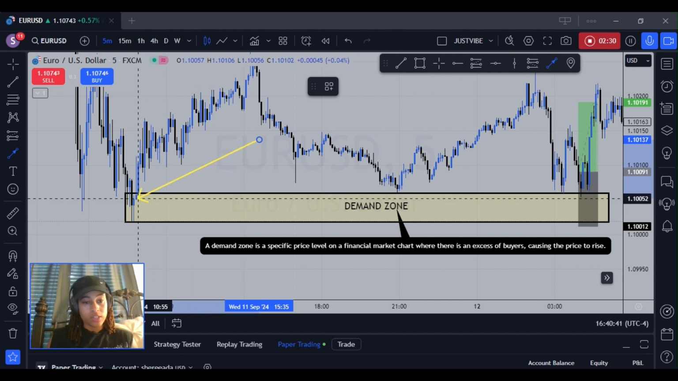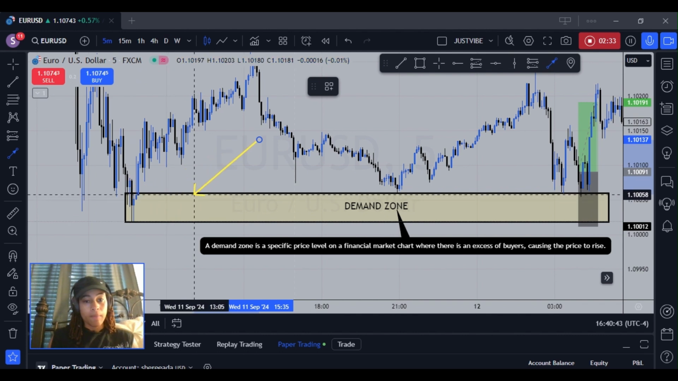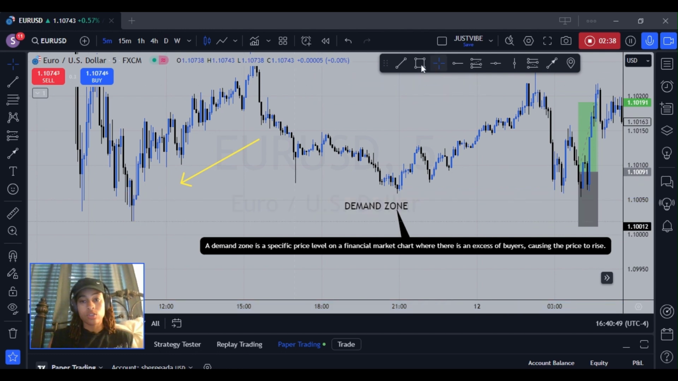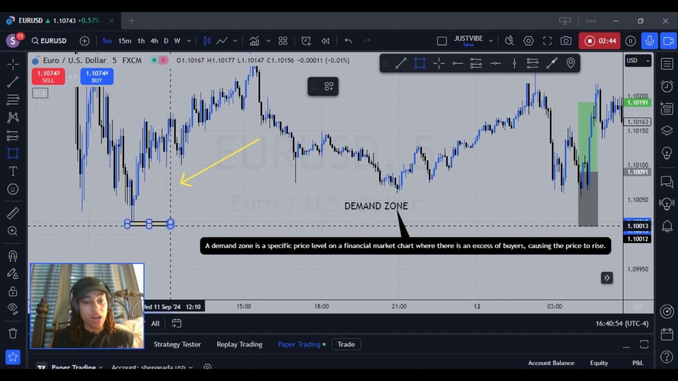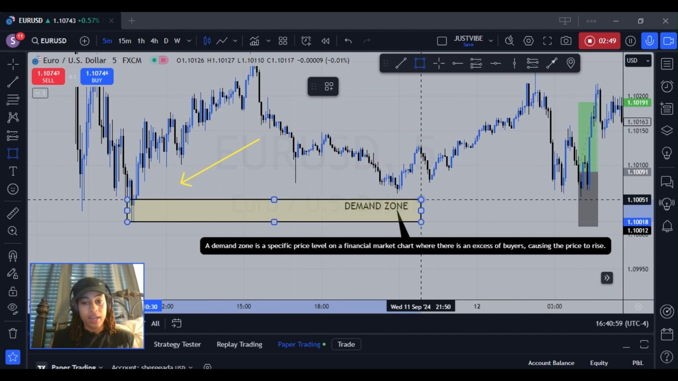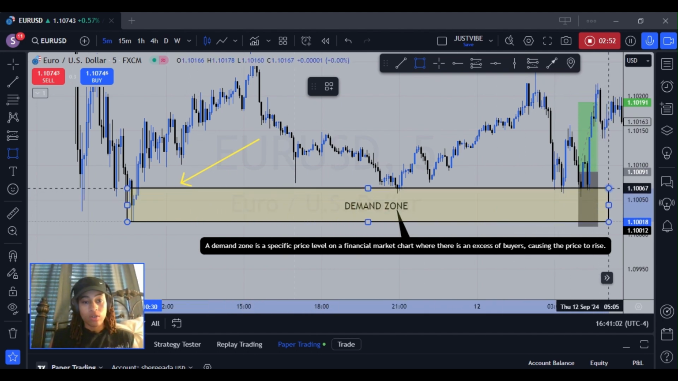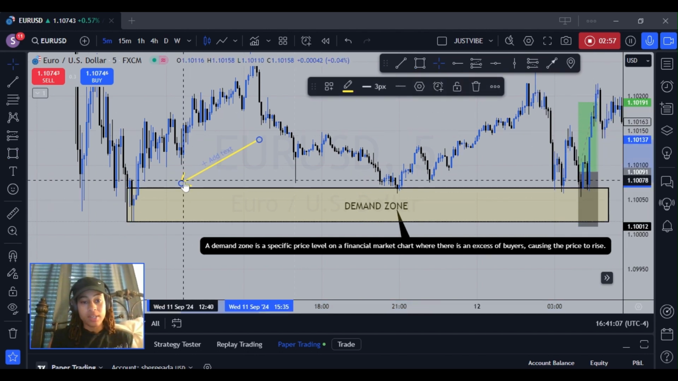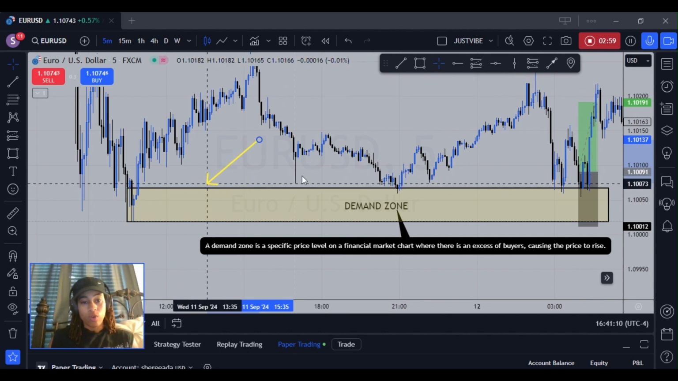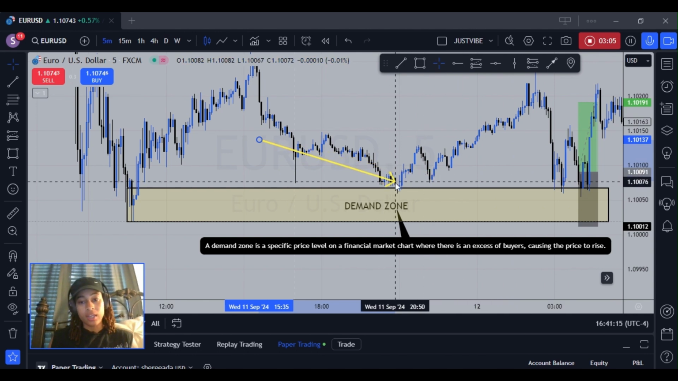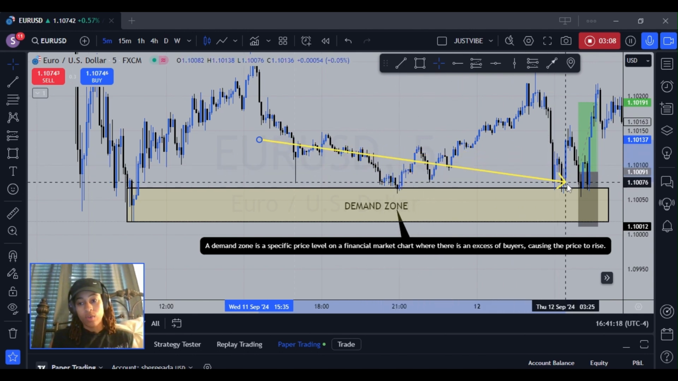So I would draw a zone like I did with this square. Let me delete this and I'll just draw it again. When I draw my zone, I go to the bottom of the wick, I leave a bit of breathing room, and then I drag it all the way across. Boom. Even though my setup is right here, look, there are multiple entries. There's one right here, one right here, one right there.